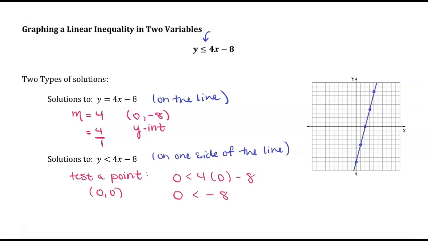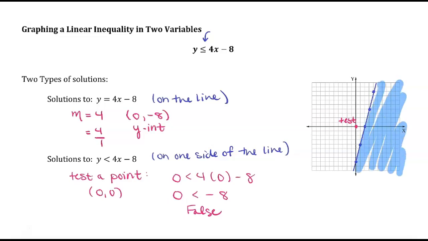Here's how this helps us. The point (0, 0) is here on one side of the line. When we plugged in the point (0, 0) as a test point, we got a false statement. It is not true that 0 is less than -8. This point is not in the solution set. That means that our solution set is the other side of the line. So we will shade the entire other side of the line that doesn't have our test point. And that's how we graph a linear inequality. Solutions to this linear inequality are points that are on the line and all the points on one side of the line.